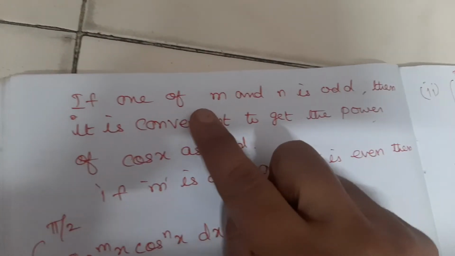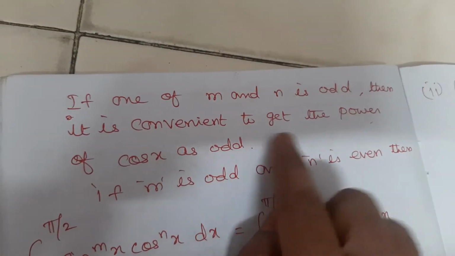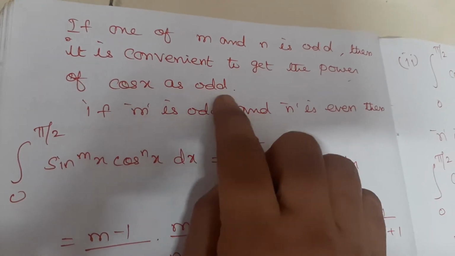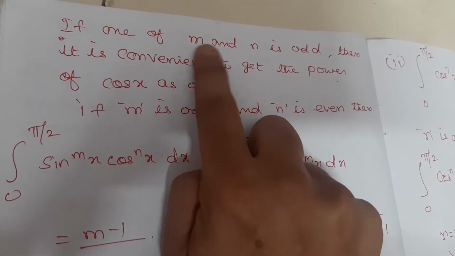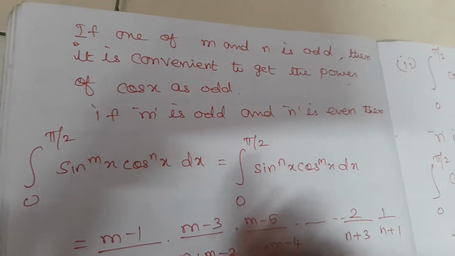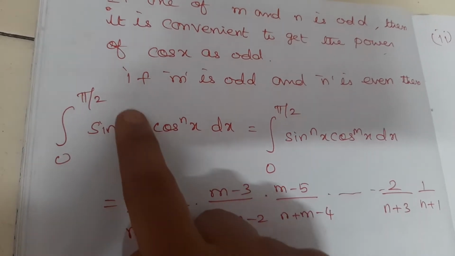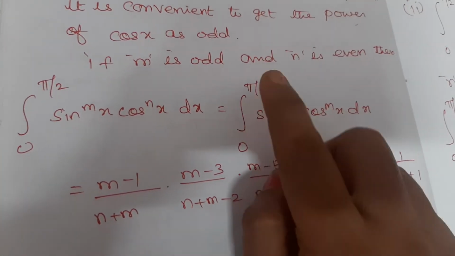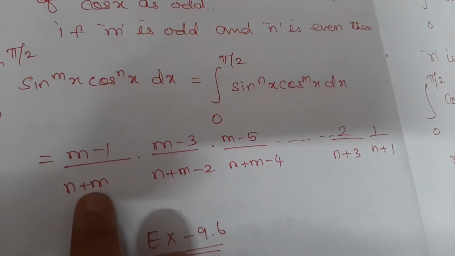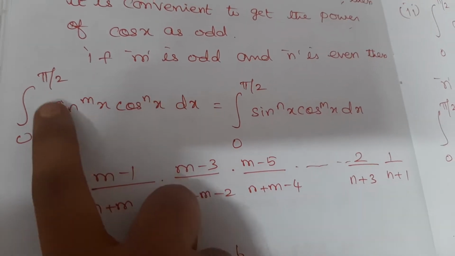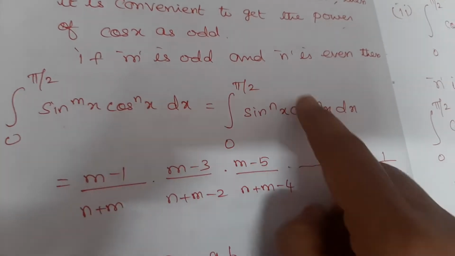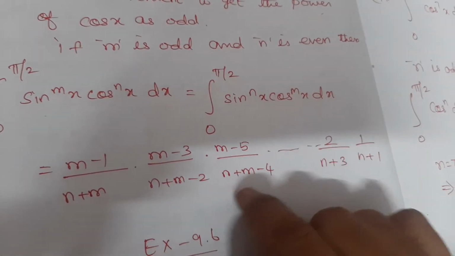Then if one of m and n is odd, it is convenient to take the power of cos x as odd. So we have to take the cos x power as the odd number. So if m is odd and n is even, then integral 0 to pi by 2 sin^m x cos^n x dx, that is integral 0 to pi by 2 sin^n x cos^m x dx. This will be equal to, so I am just changing it, sin power as n and cos power as m. So it will be very convenient to calculate this.